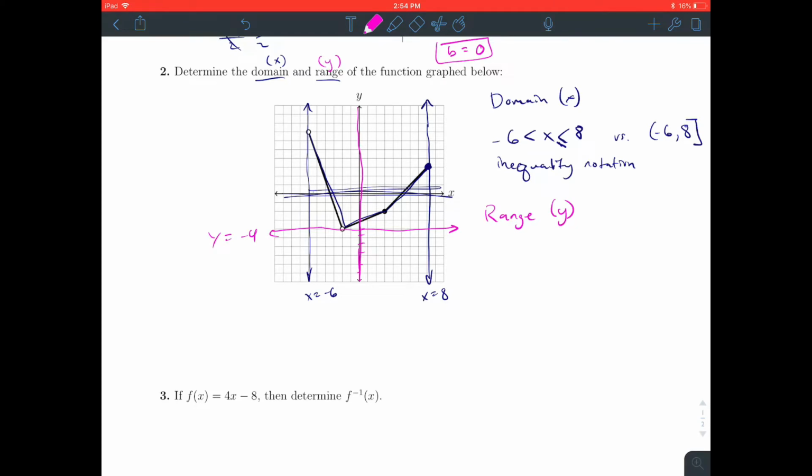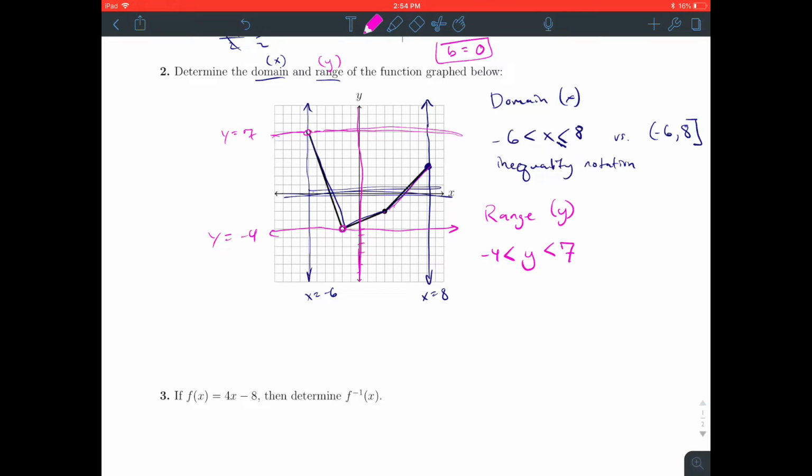The highest y value that we hit, so we have all these points in between. It looks like this is the highest one, the topmost point. So the highest y value that we hit is y equals 7. So it looks like our range is going to be negative 4 is less than all of the y values in our graph, which are less than 7.